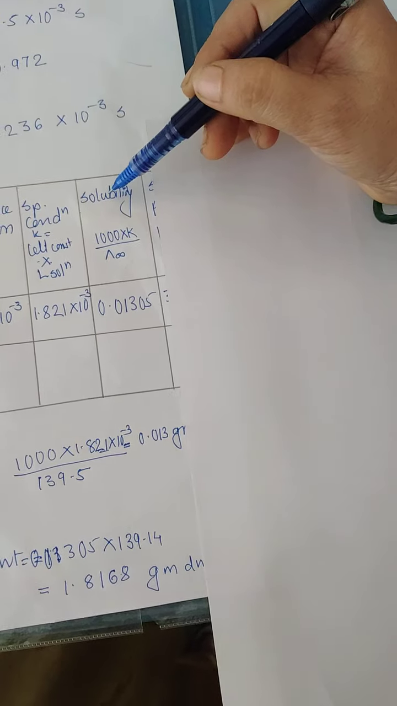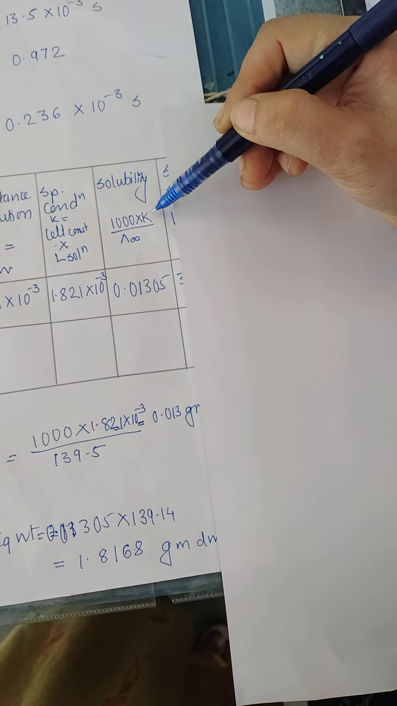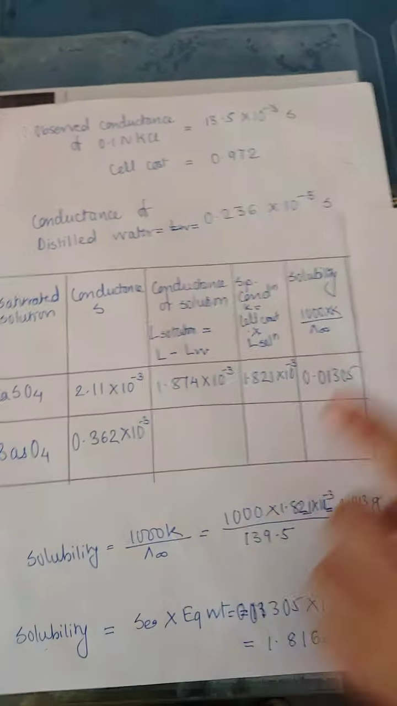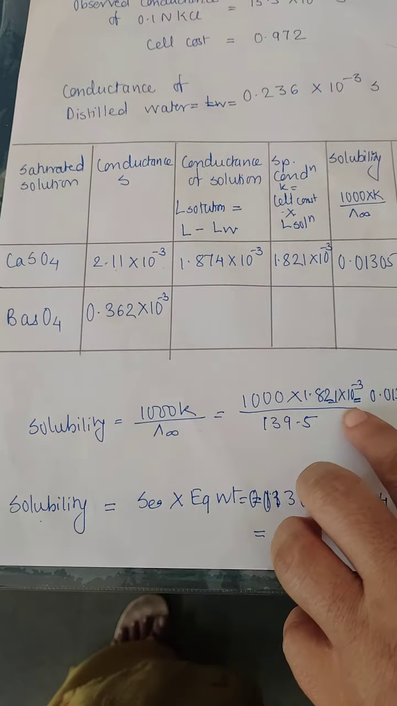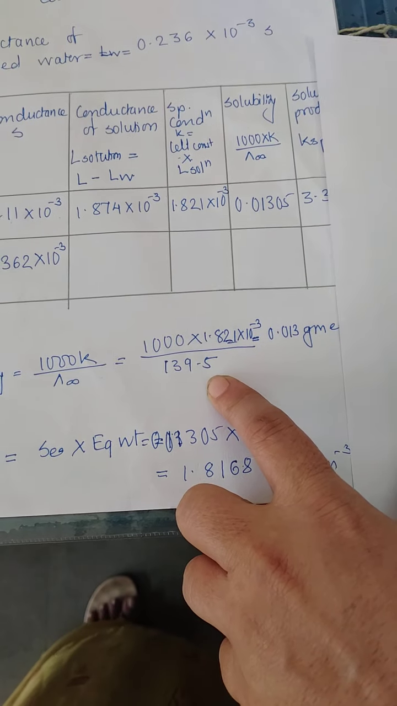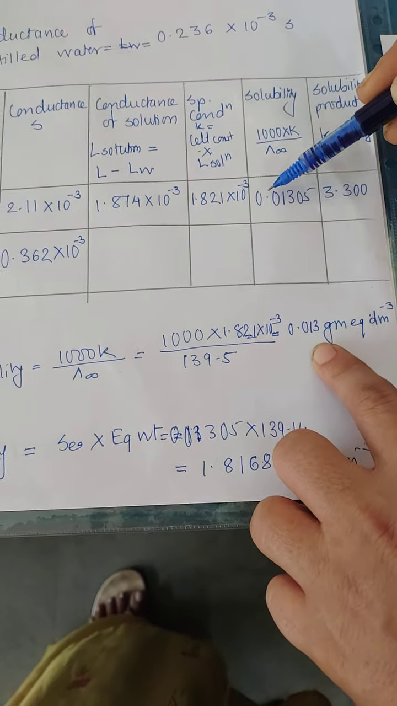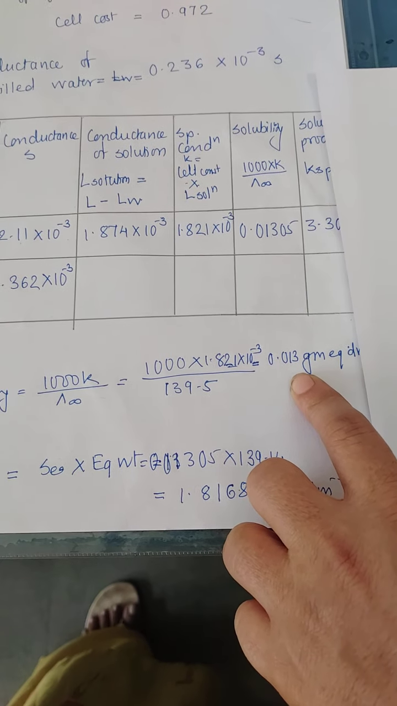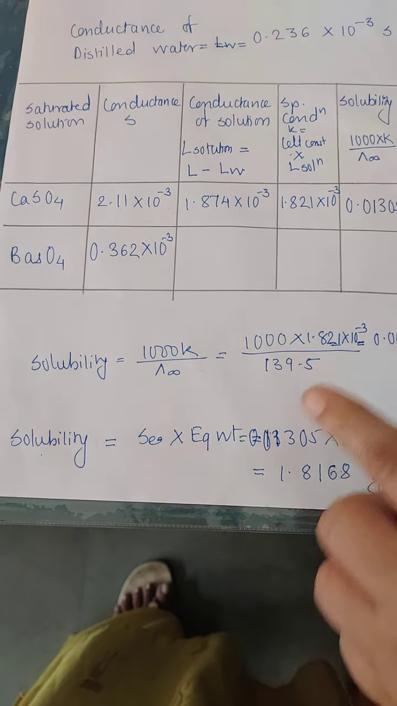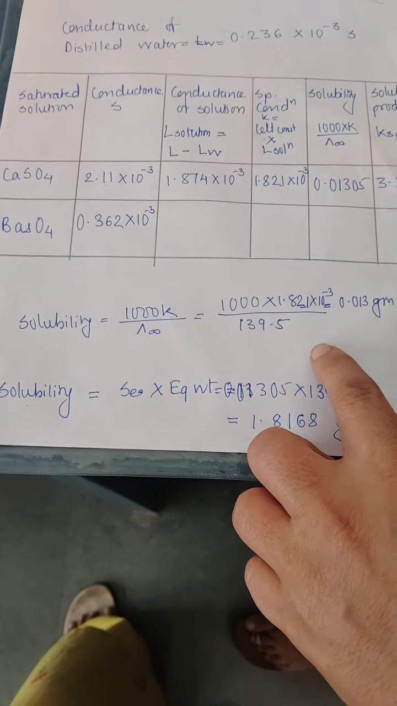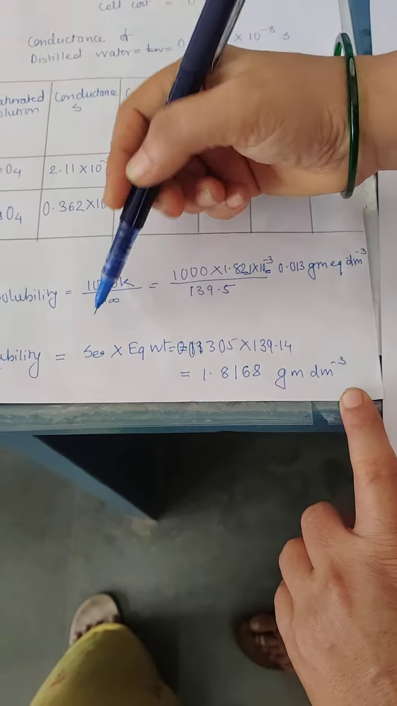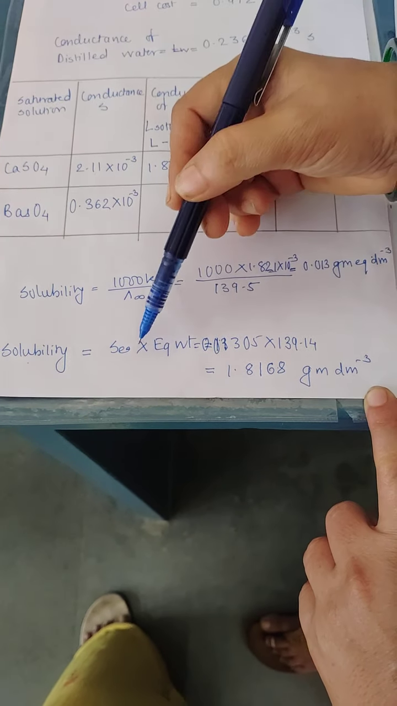Next you have to find out the solubility. The formula for solubility is 1000 multiplied by K, that is the specific conductance, upon the infinite conductance. So, 1000 multiplied by K, that is 1.82 into 10 raised to minus 3, and the infinite conductance for calcium sulfate is 139.5. When you calculate it, the answer is 0.01305. The infinite conductance for barium sulfate is 149.5, and for calcium sulfate it is 139.5. This solubility you will get in gram equivalent per dm cube. Now you have to find out the solubility in gram per dm cube also, that is, the solubility in gram equivalent per dm cube multiplied by the equivalent weight.